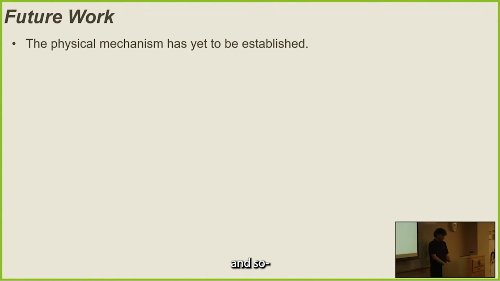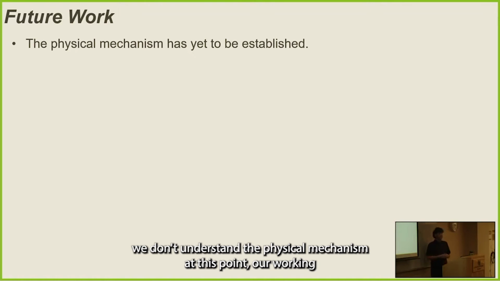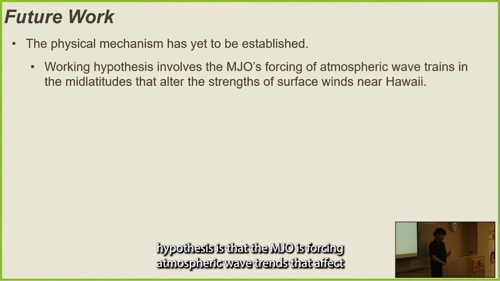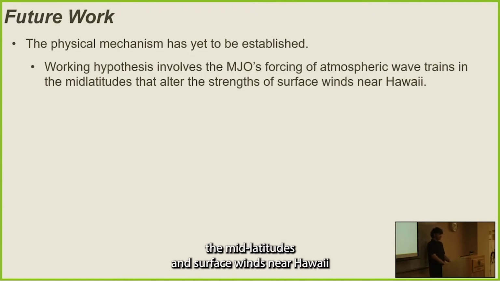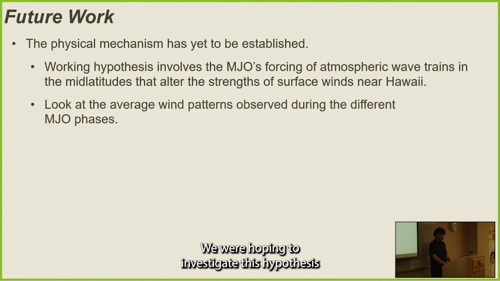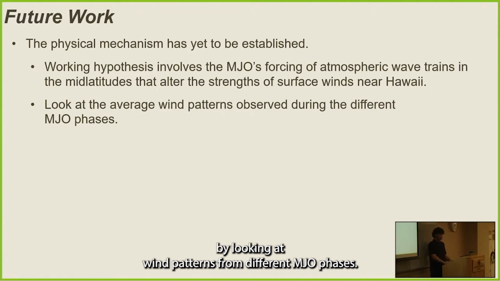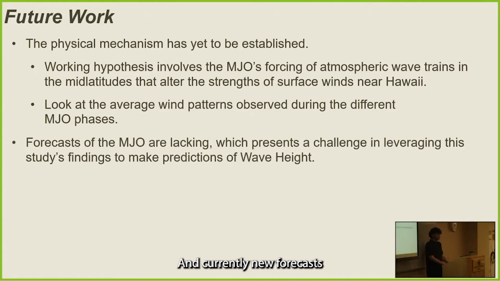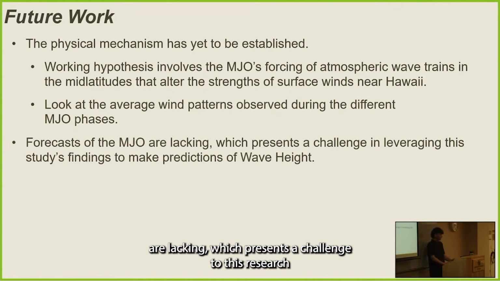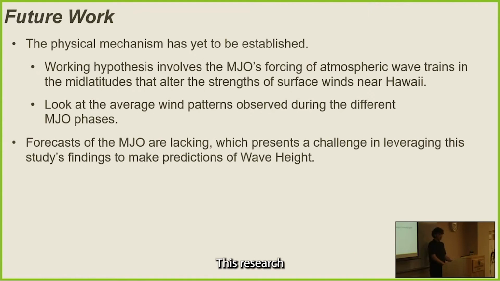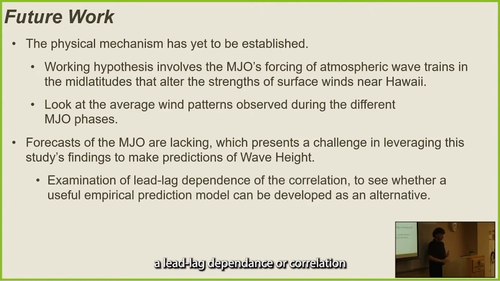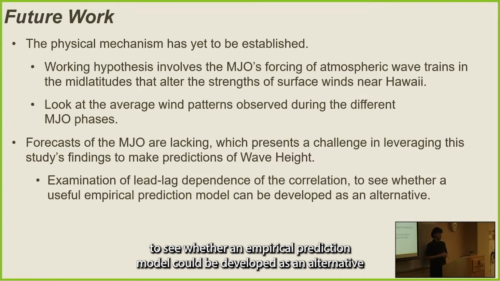And so we don't understand the physical mechanism at this point. Our working hypothesis is that the MJO is forcing atmospheric wave trends that affect the mid-latitudes and surface winds near Hawaii. We are hoping to investigate this hypothesis by looking at wind patterns from different MJO phases. And currently, MJO forecasts are lacking, which presents a challenge to this research.